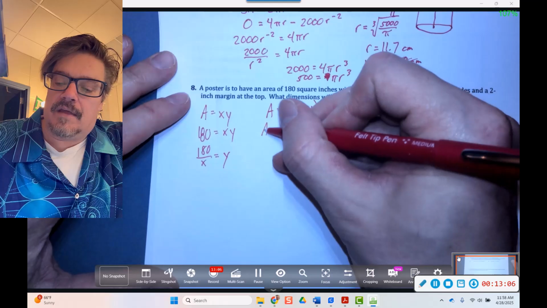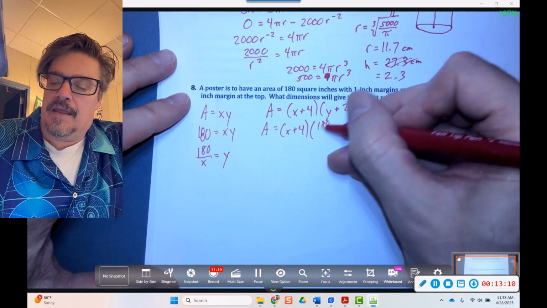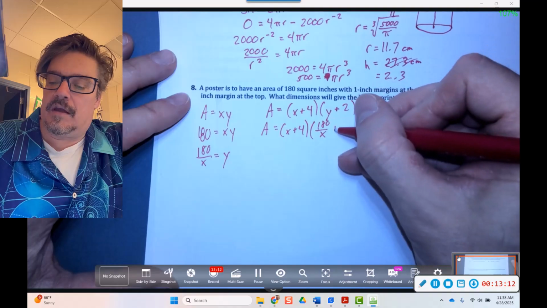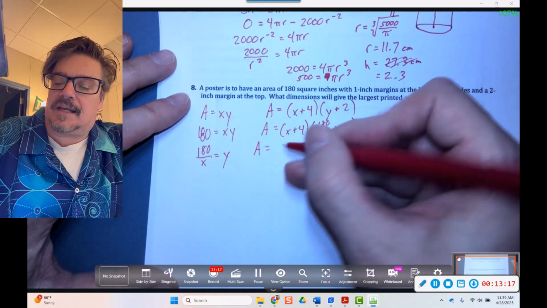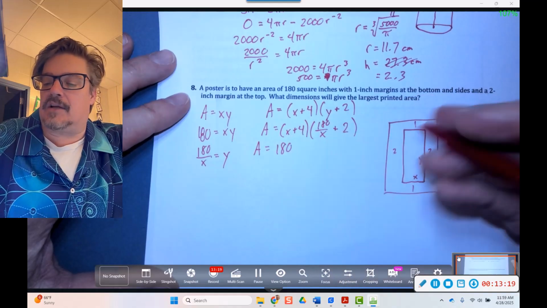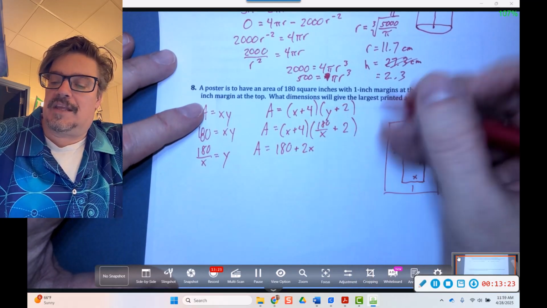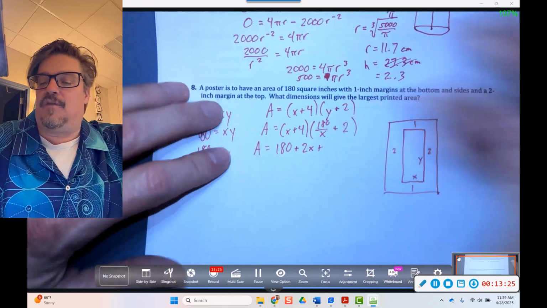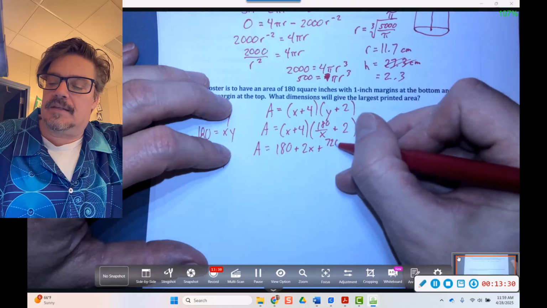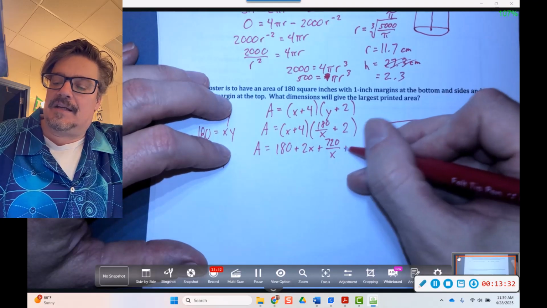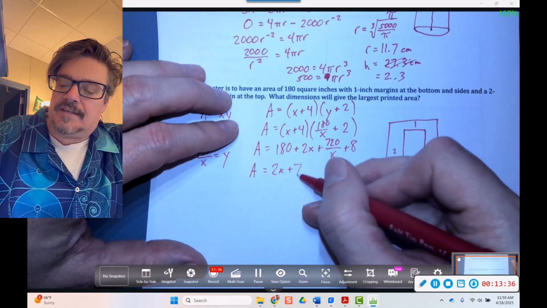So let's go ahead and do that. And then we're going to FOIL. We're going to do it very carefully. Okay, so A equals X times this guy, which is actually just going to be 180 because the X's cancel out. But then we're going to get 2X when we distribute the X to the 2. And then we're going to get 4 times 180, which is 720. 720 over X, and that's going to be 8. Let's combine like terms. We get 2X plus 720 over X.